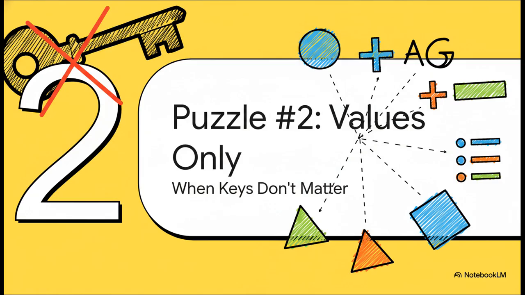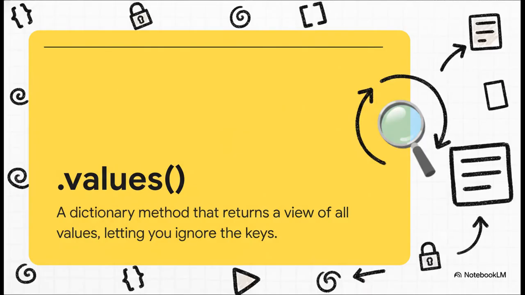All right, on to puzzle number 2. So, what about those times when, honestly, you just don't care about the keys? All you need are the values themselves. Maybe you need to add them up, find an average, or just print them out. You just want to get straight to the good stuff. Well, Python has a super direct tool for exactly this job. It's the .values() method, and it does, well, exactly what it sounds like. It just hands you a clean collection of all the values so you can totally ignore the keys. It's so much more efficient than grabbing each one manually.